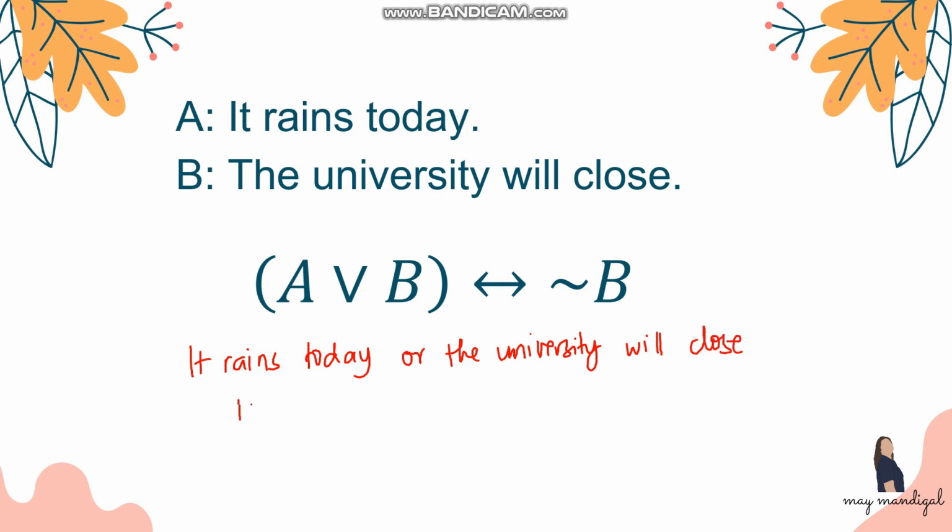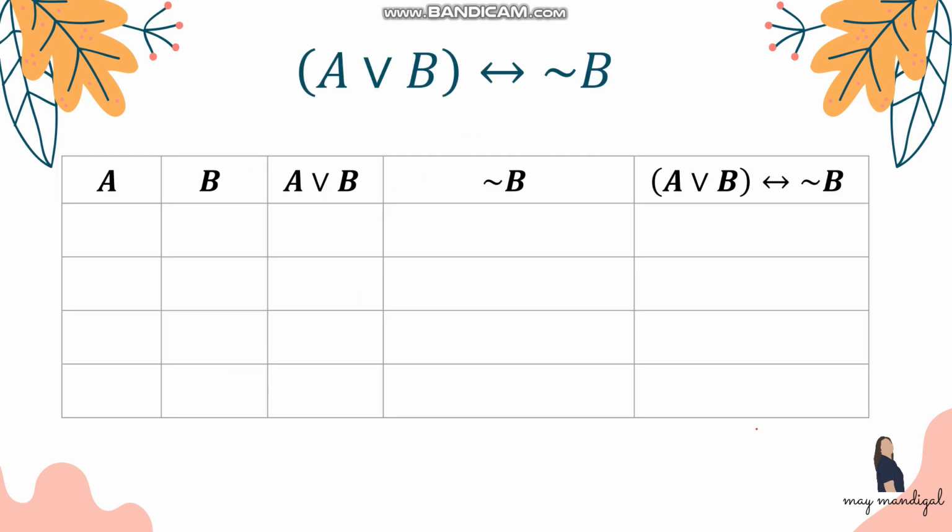If and only if the university will not close. Okay? It rains today or the university will close if and only if the university will not close. So let's see here for the truth values of our argument.